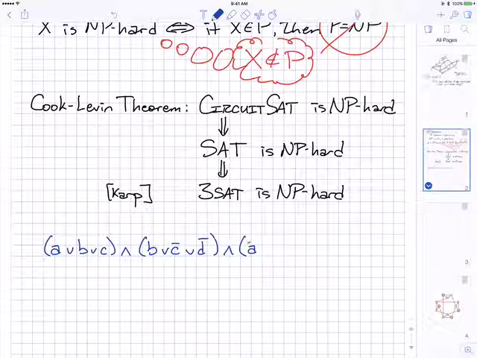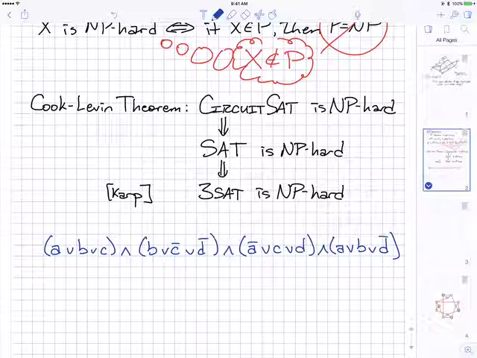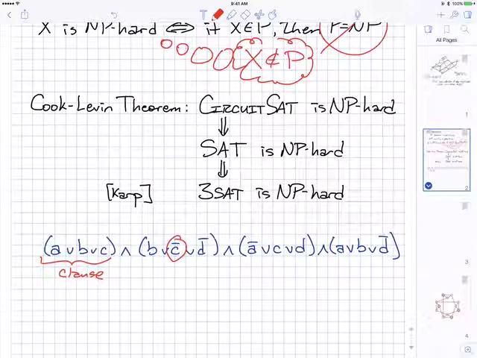So you have clauses which are ANDed together, where each clause consists of three so-called literals, which are ORed together, and each literal is either a variable or the negation of a variable. Okay? So this is called a clause. This or this, these are called literals.